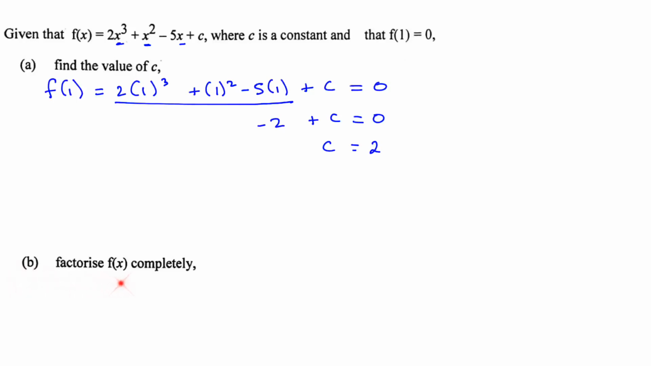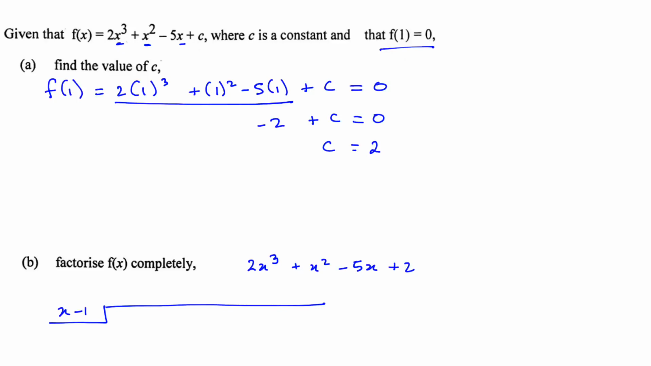Part B, factorize f of x completely. First, we are going to replace the c with 2. And f of 1 equals 0, it means that 1 is a factor of this equation that has been given to us. We have to change the sign, x minus 1. And by doing long division, we'll be able to factorize this completely.